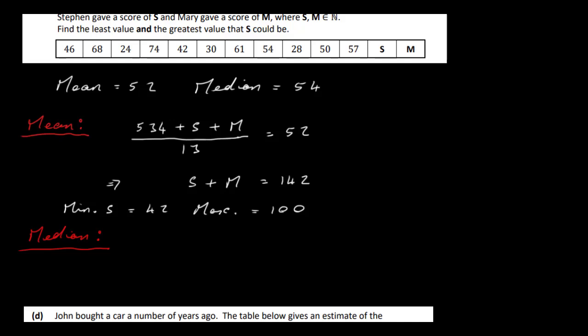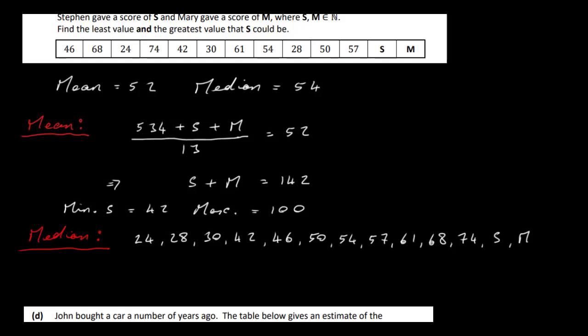Now, to find the median, you've got to put all of those in order. So let's just do that. It's going to be 24, 28, 30, 42, 46, 50, 54, 57, 61, 68, 74, and then somewhere on the right hand side we're going to have S and M. I'm not sure if that's where they're going to be, but they're going to be on the right hand side anyway, because I'll just go through that in a second.